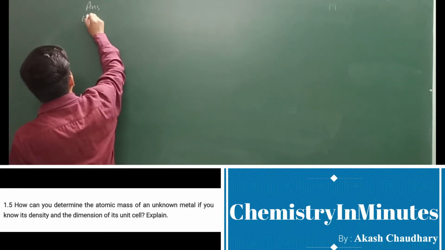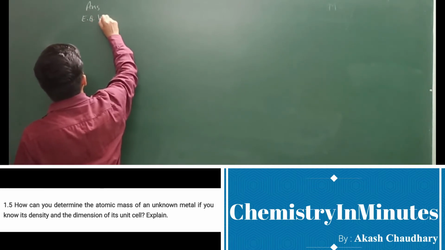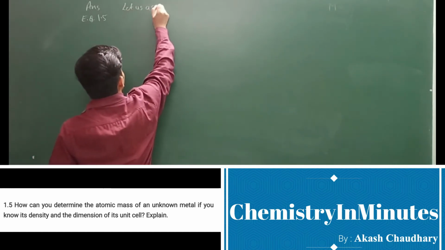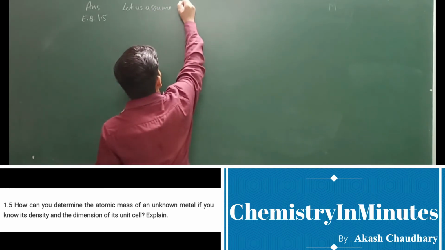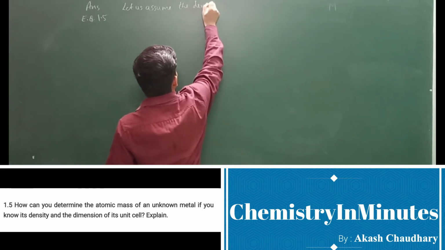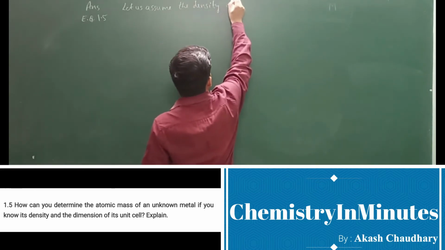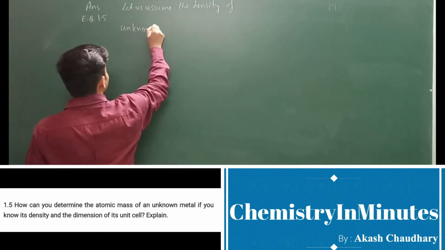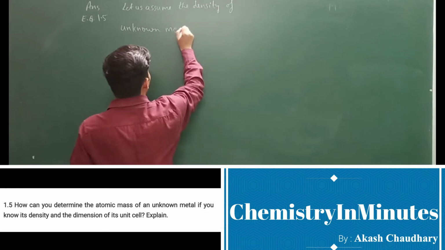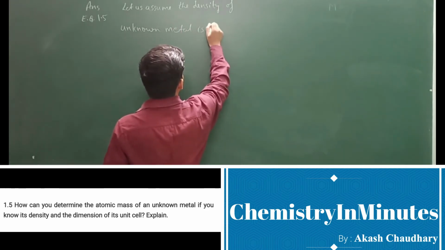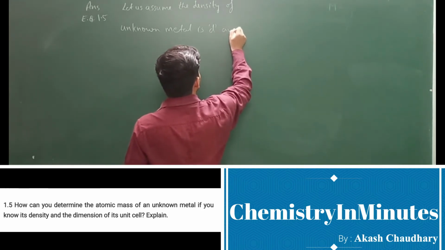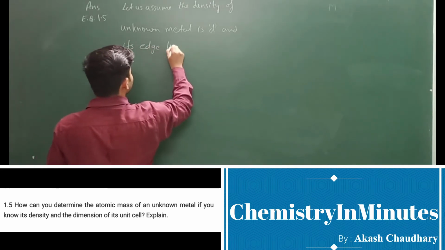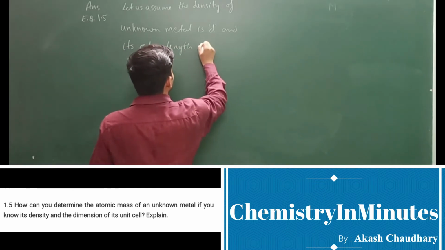Answer to exercise question 1.5. Let us assume the density of unknown metal is d and its edge length is small a.